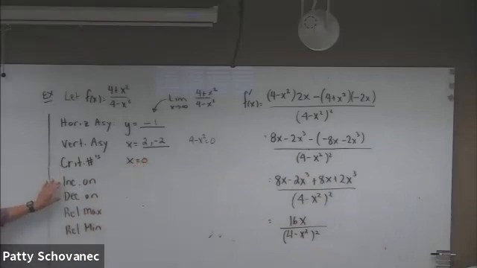When you're checking for increasing and decreasing, make sure you also use as your cut points the critical number and the 2 vertical asymptotes. When you set the bottom to 0, you get -2 and 2 as well. Use them as cut points. They're not going to be critical numbers because they're not even on the graph. But use them as cut points because the derivative could possibly change sign around them.